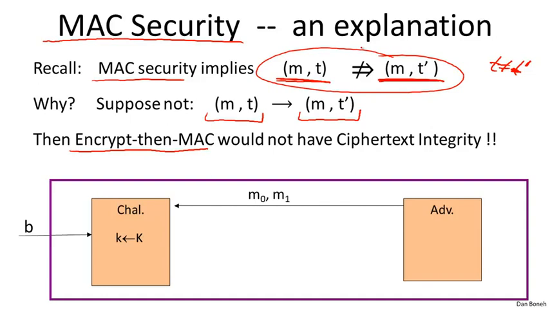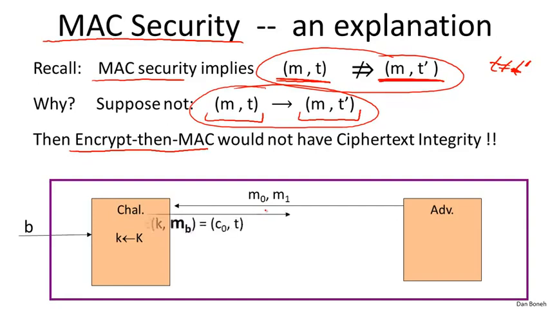So let's see what would go wrong if in fact it was easy to produce this type of forgery. I'll show you a chosen ciphertext attack on the resulting encrypt-then-MAC system. And since the system has a chosen ciphertext attack on it, it necessarily means that it doesn't provide authenticated encryption. So the adversary is going to start by sending two messages, M0 and M1.